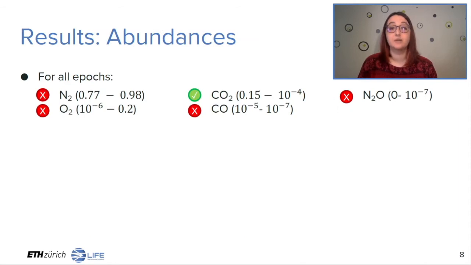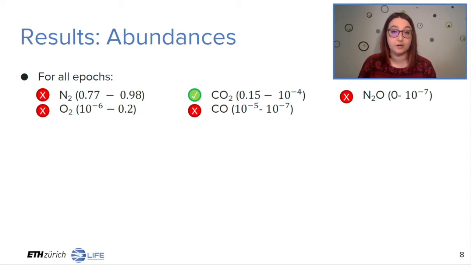And here are some preliminary results of this ongoing study. With respect to the abundances, we notice that the retrieval is able to detect the abundance of carbon dioxide, which varies a lot from epoch to epoch, ranging from 15% abundance in the prebiotic Earth until the modern 400 parts per million. The retrieval is not sensitive to N2, O2, CO, and N2O in any of the model scenarios.